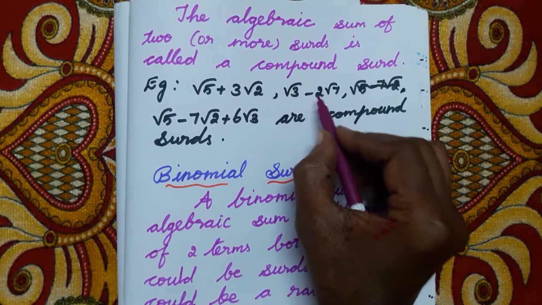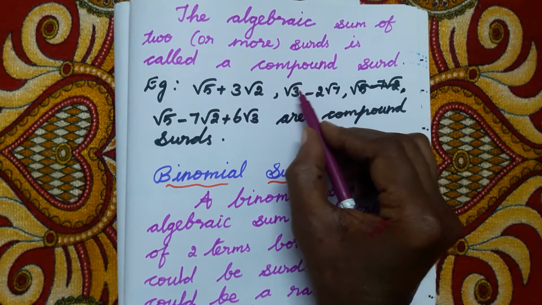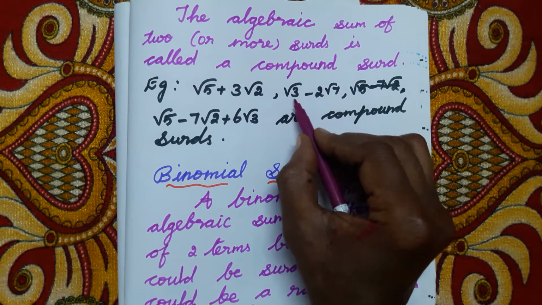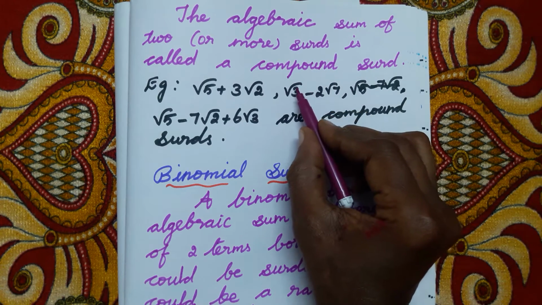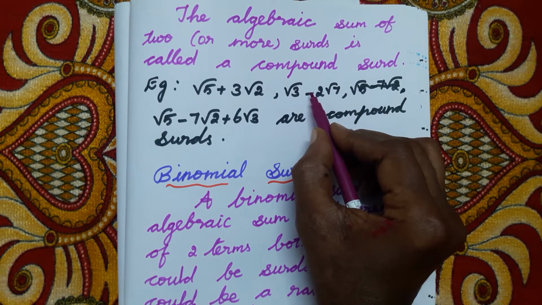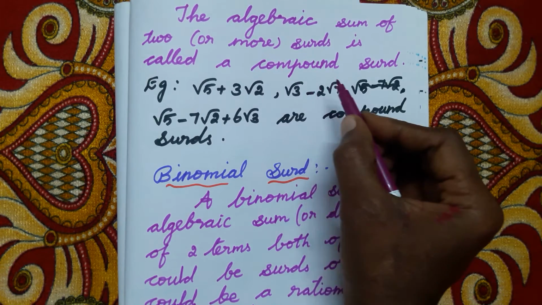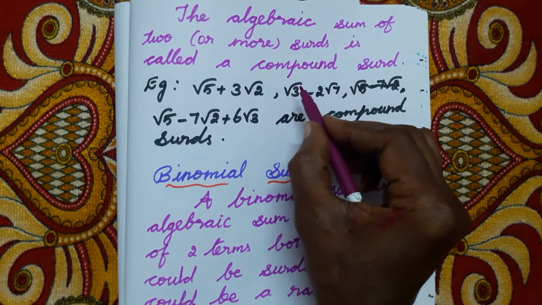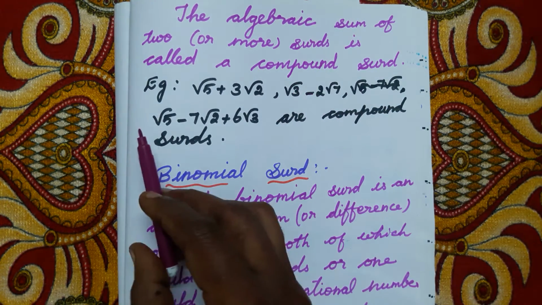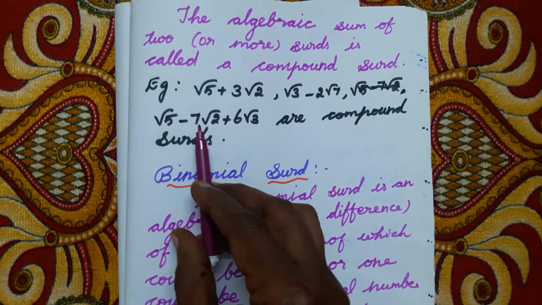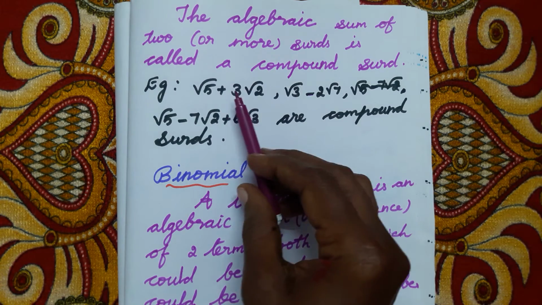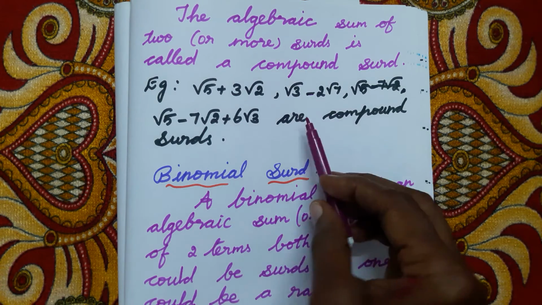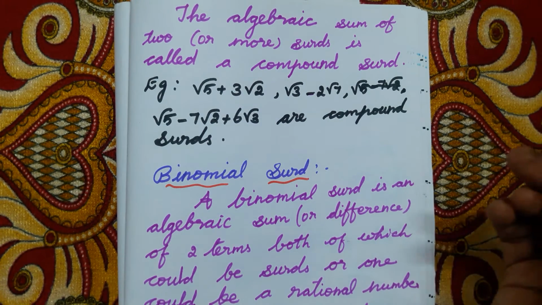Next, root 3 minus 2 root 7. It has 2 terms, 2 surds together, with a minus in between. This is a compound surd. Next, root 5 minus 7 root 2 plus 6 root 3. These 3 surds are called compound surds.